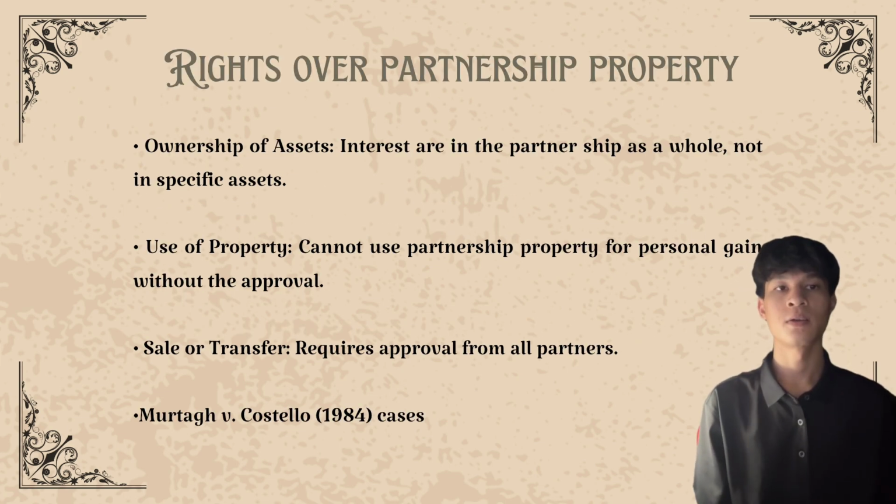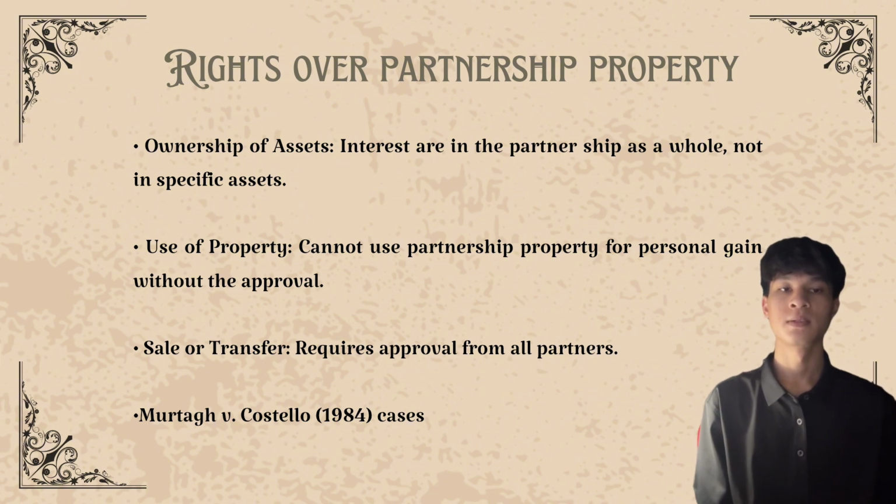There are several types of rights over partnership property. Ownership of assets: partners' interests are in the partnership as a whole, not in specific assets. Assets bought with partnership funds are considered partnership property. Use of property: a partner cannot use partnership property for personal gain without the approval of other partners. Any use outside business purpose requires unanimous consent.